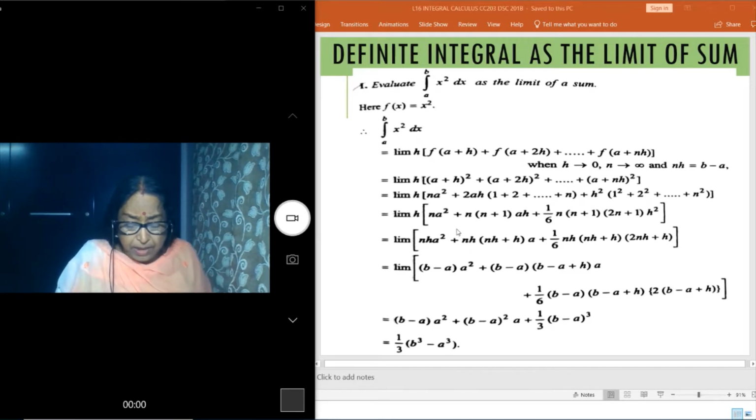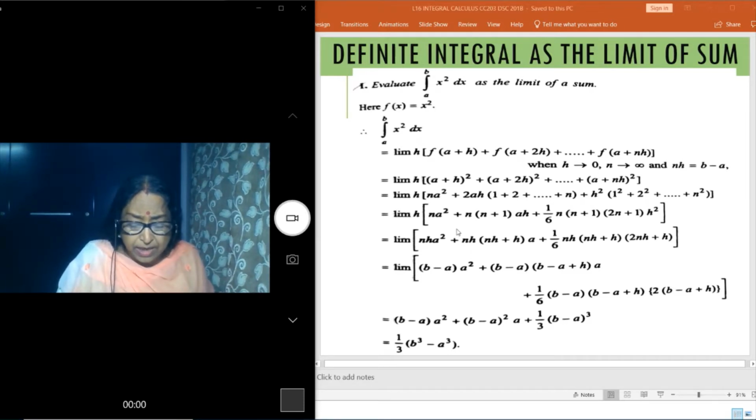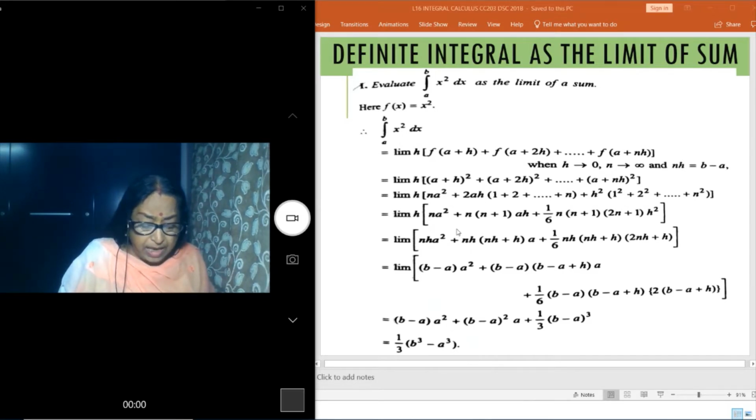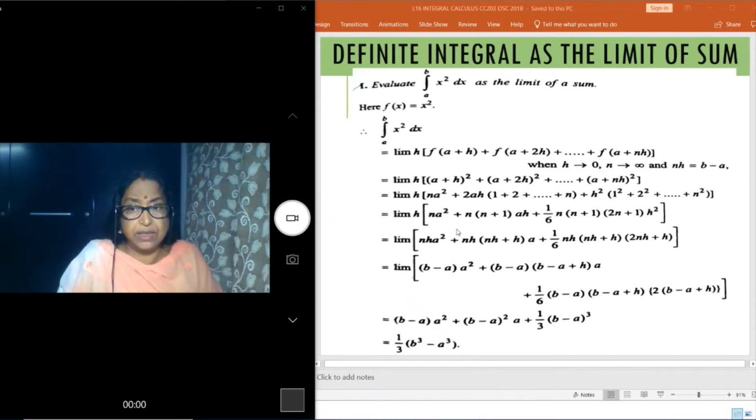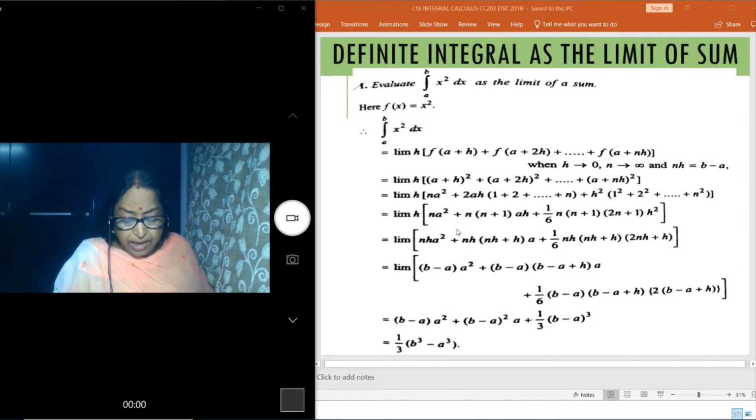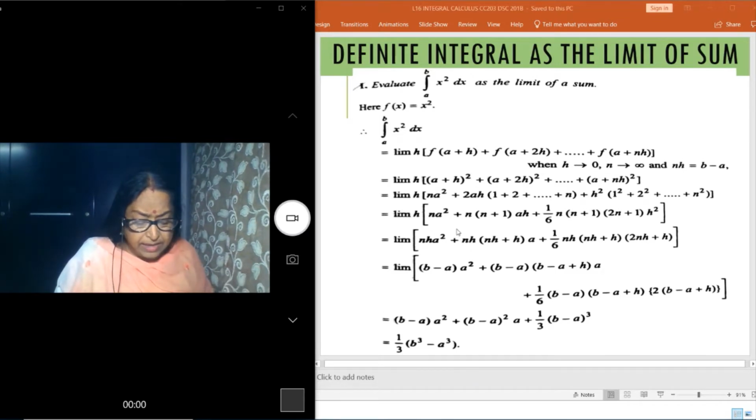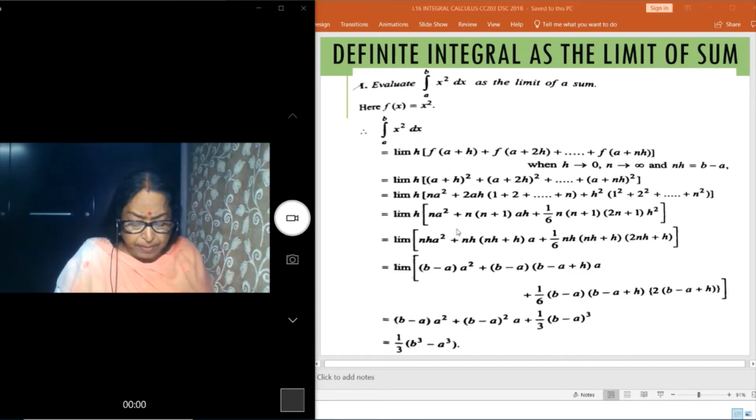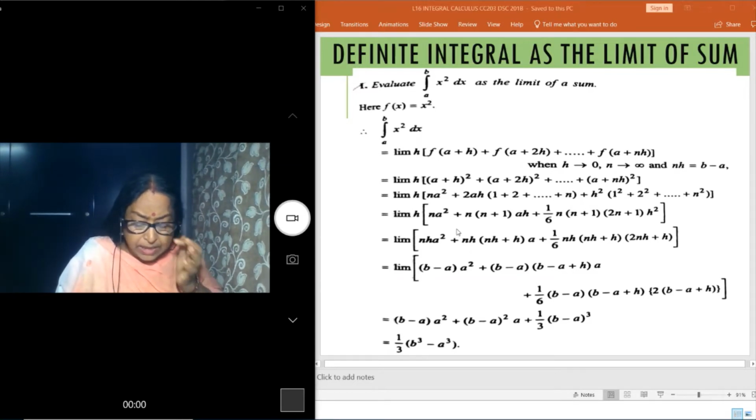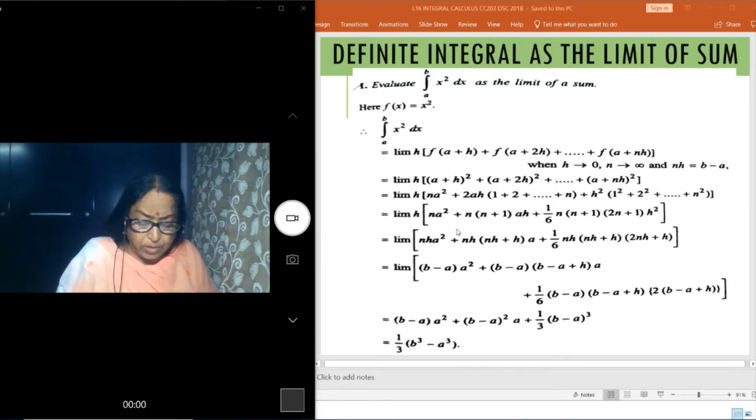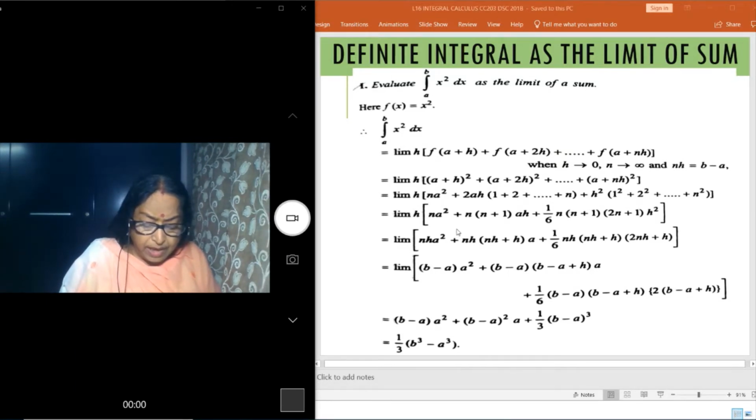Here, in place of f(x) we write x squared, so (a+h) squared plus (a+2h) squared, and so on. Now (a+h) squared is a squared plus 2ah plus h squared. Collecting all the a squared terms together, there are n of them, so combining them we can write n a squared. Then if we collect 2ah from the first we get 1, for the second we get 2, and so on up to n. Then taking h squared common, we get 1 squared plus 2 squared plus up to n squared.